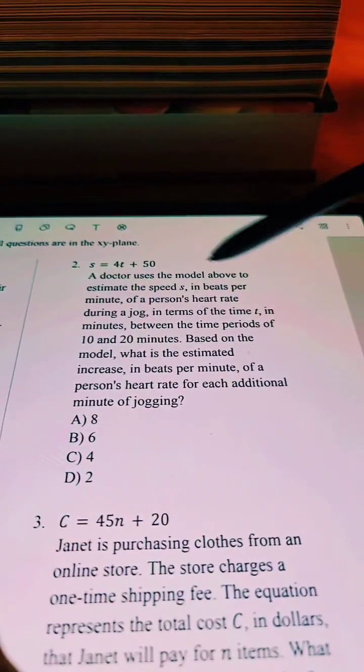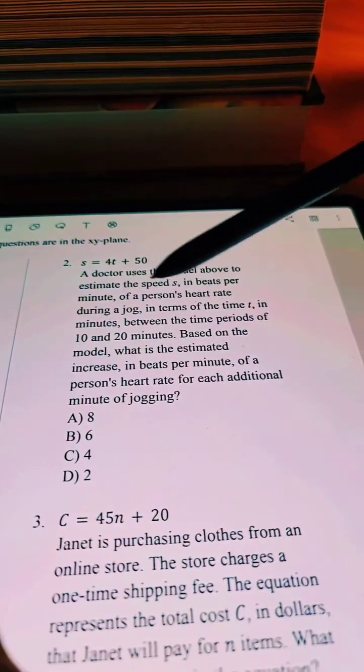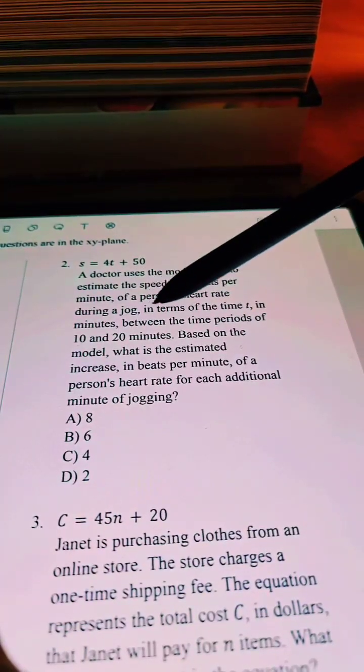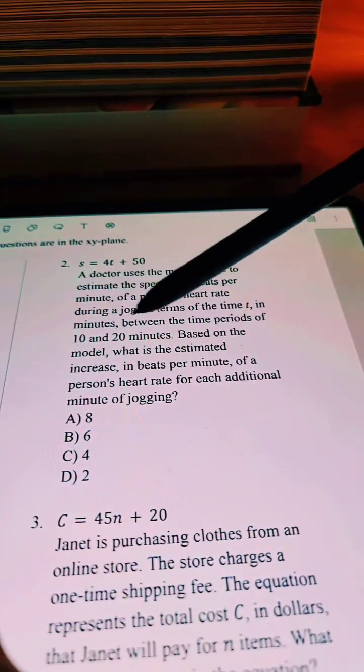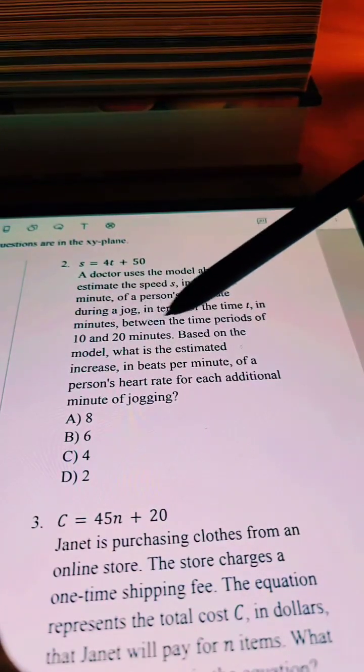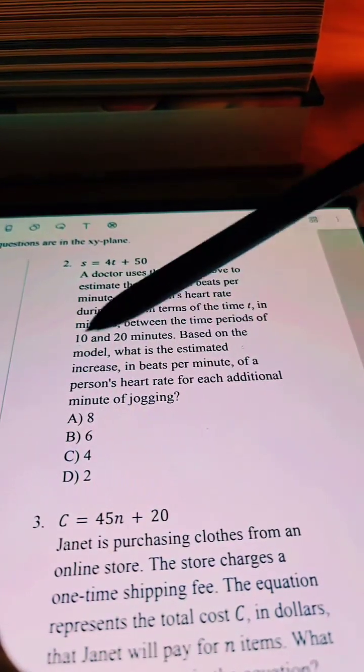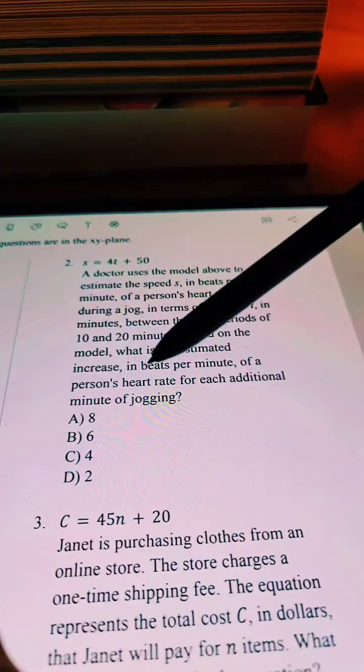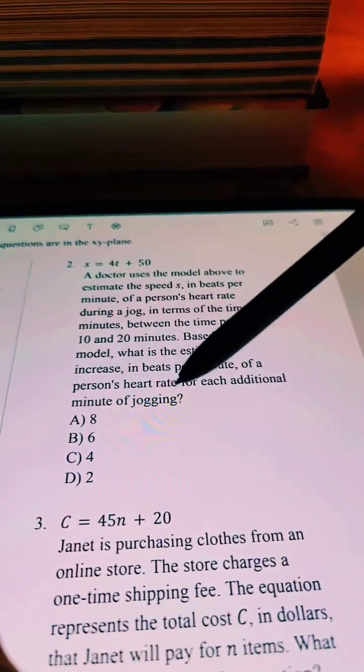Now we have: a doctor uses the model above to estimate the speed s in beats per minute of a person's heart rate during a jog in terms of the time t in minutes between the time periods of 10 and 20 minutes. Based on the model, what is the estimated increase in beats per minute of a person's heart rate for each additional minute of jogging?